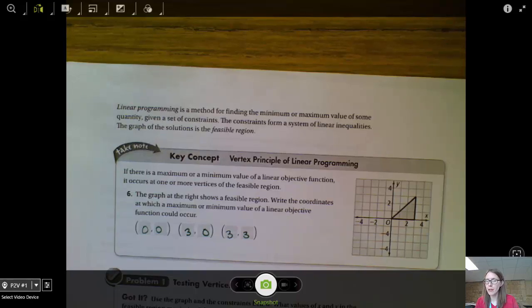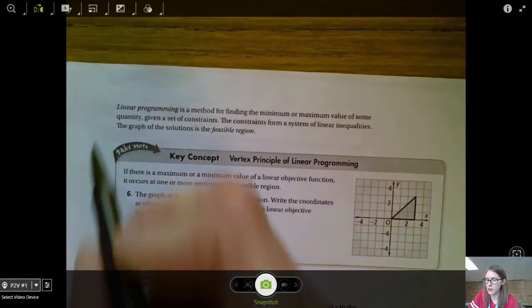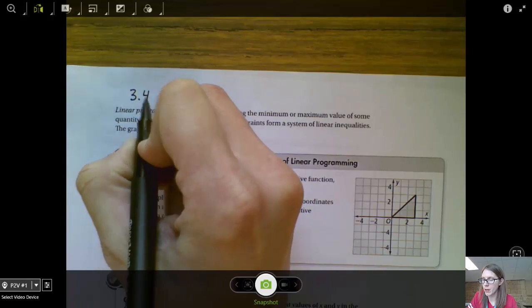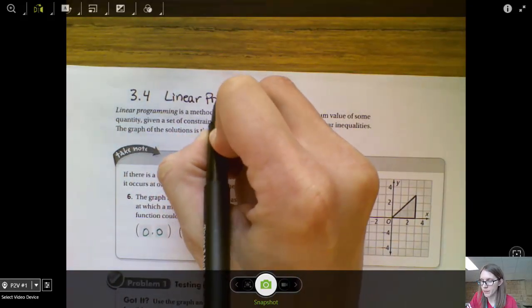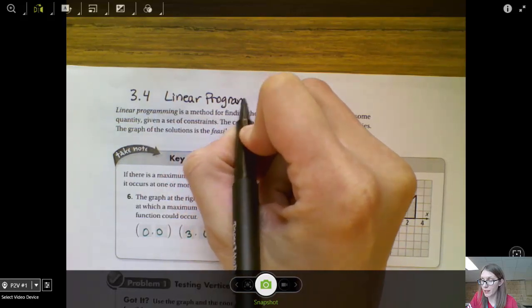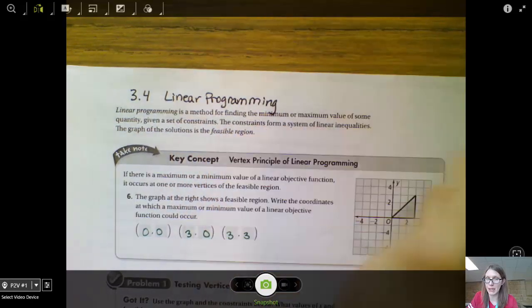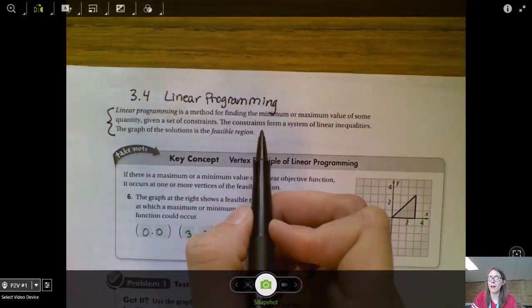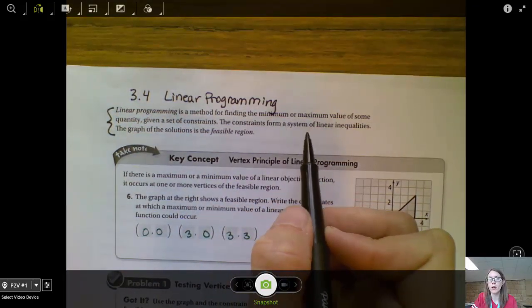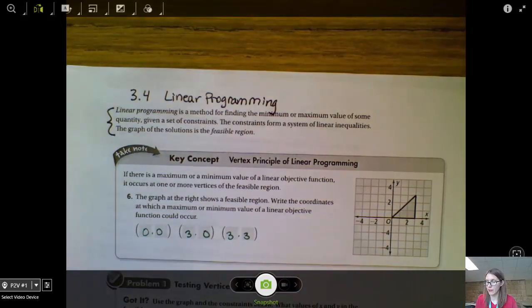We are officially halfway through our chapter, and this brings us to section 3.4, which is our linear programming section. Now, what on earth is linear programming? What on earth does that mean? Right here, linear programming is a method for finding the minimum or maximum value of some quantity given a set of constraints.